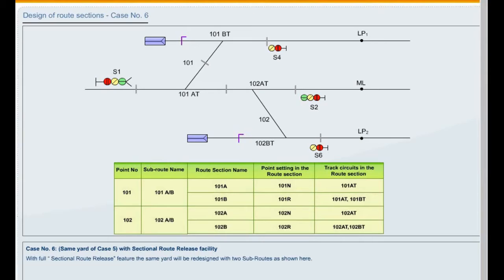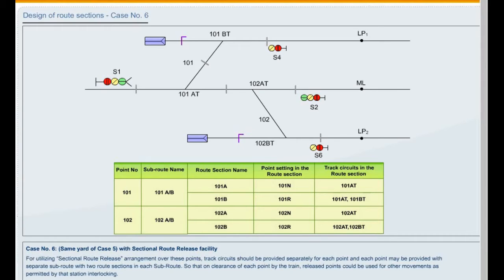With full sectional route release feature, the same yard will be redesigned with two subroutes as shown. For utilizing the sectional route release arrangement over these points, track circuits should be provided separately for each point, and each point may be provided with a separate subroute with two route sections in each subroute, so that on clearance of each point by the train, released points could be used for other movements as permitted by the station interlocking.